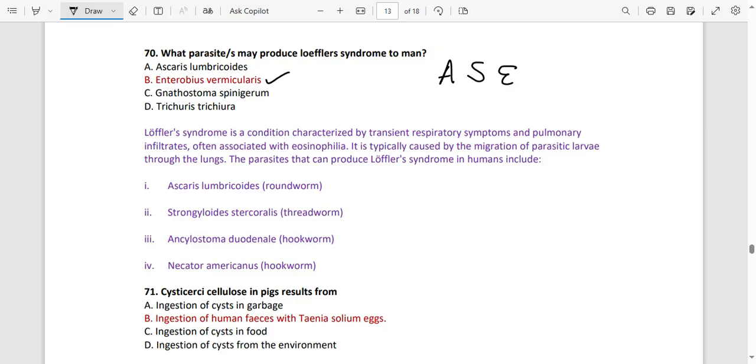So what parasite may produce Loeffler syndrome? Why did I mark Enterobius? I'm now thinking twice. It is supposed to be Ascaris lumbricoides, Strongyloides. About Enterobius, it's supposed to be the hookworm. So I think I thought one of the hookworms is Enterobius. So for the hookworms, you have got Necator and Ancylostoma. So it is actually supposed to be A, not B. I've even put them down here.